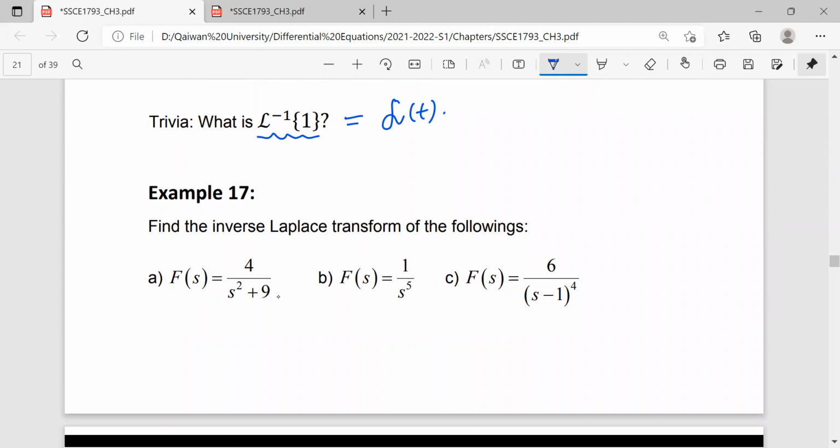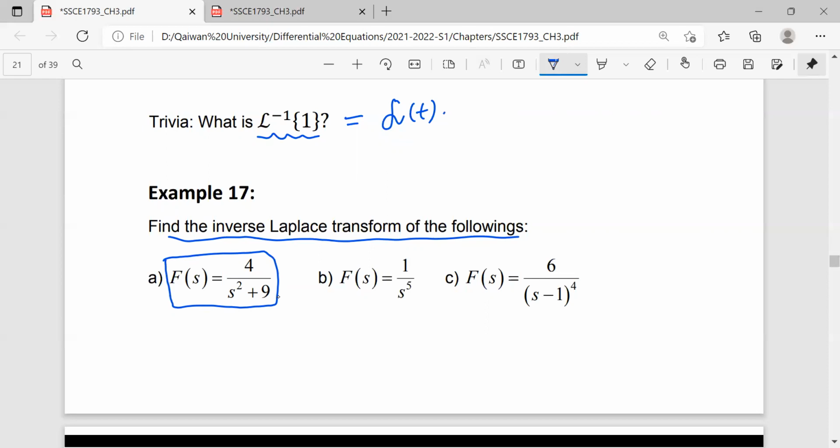It says find the inverse Laplace transform for the following. For the first one, we have capital F of s equals 4 over s squared plus 9. This is similar to the Laplace of the sine function. Sine of what? 3t. So the result is sine 3t.